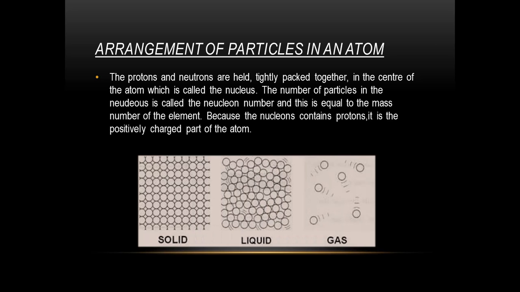Now the arrangement of the particles in an atom. The protons and neutrons are held tightly packed together in the center of the atom, which is called the nucleus. The number of particles in the nucleus is called the nucleon number, and this is equal to the mass number of the element. Because the nucleus contains protons, it is the positively charged part of the atom.